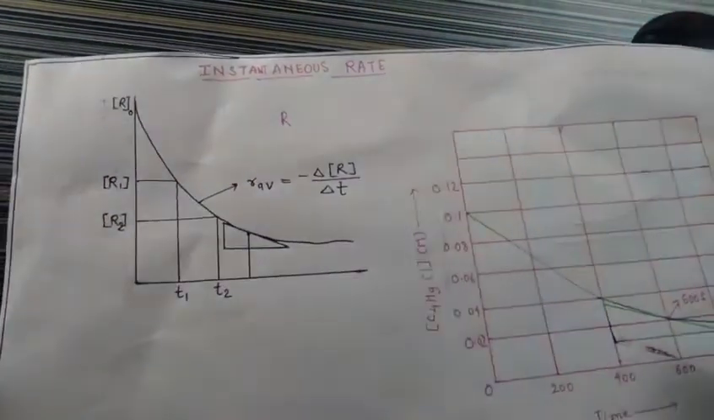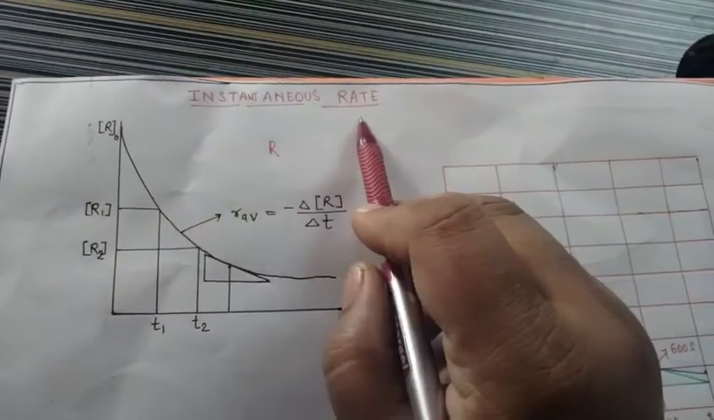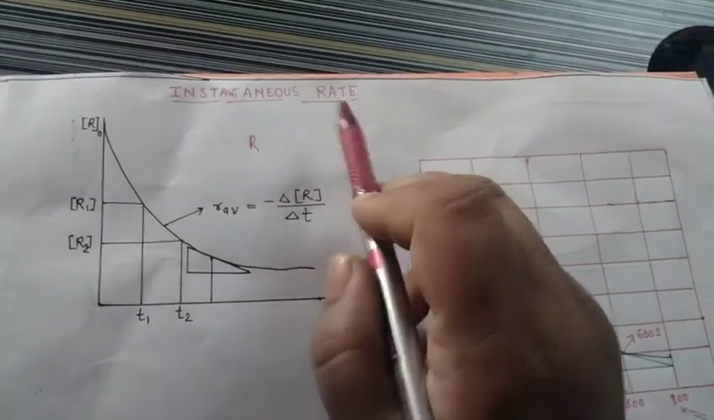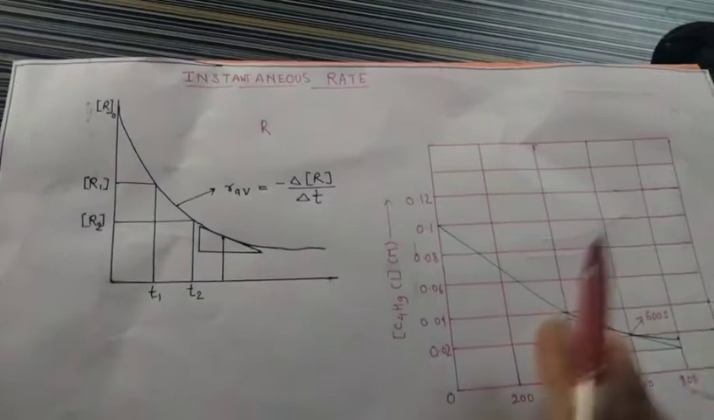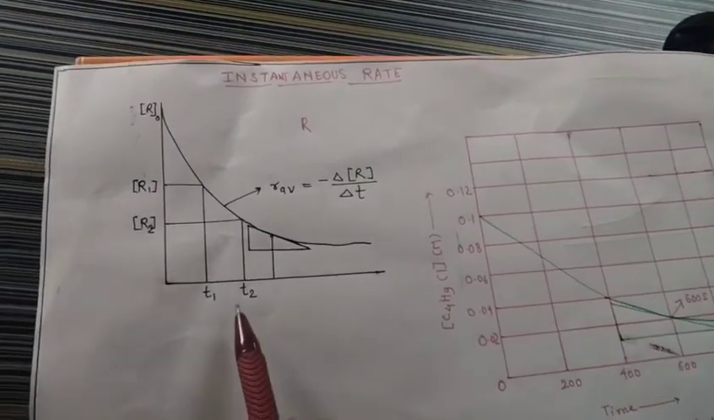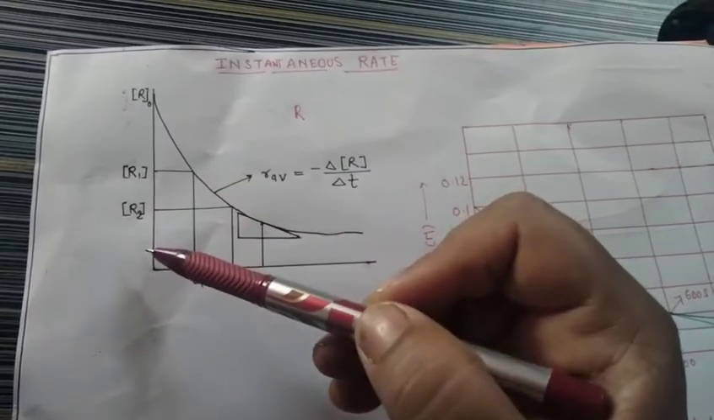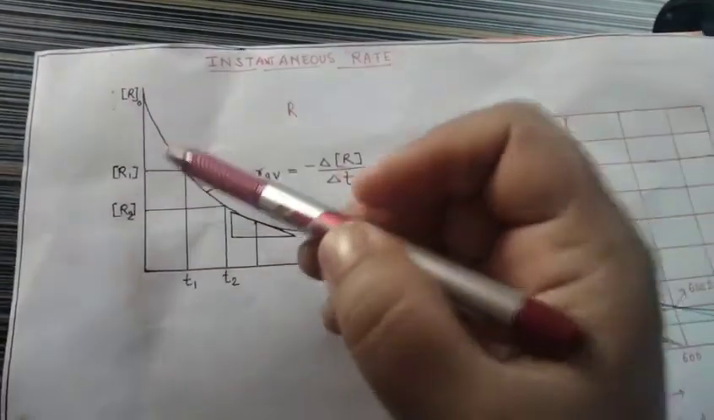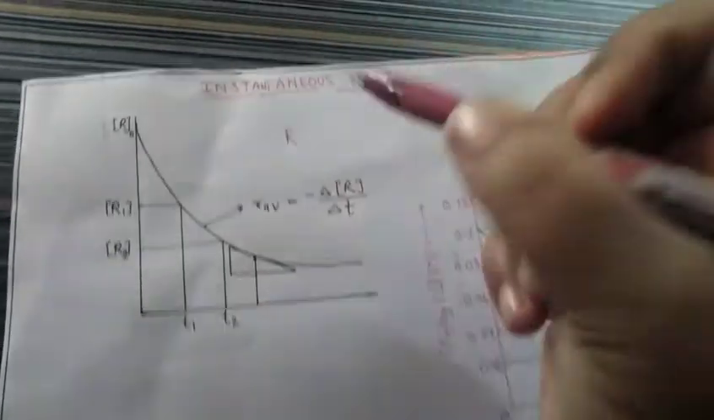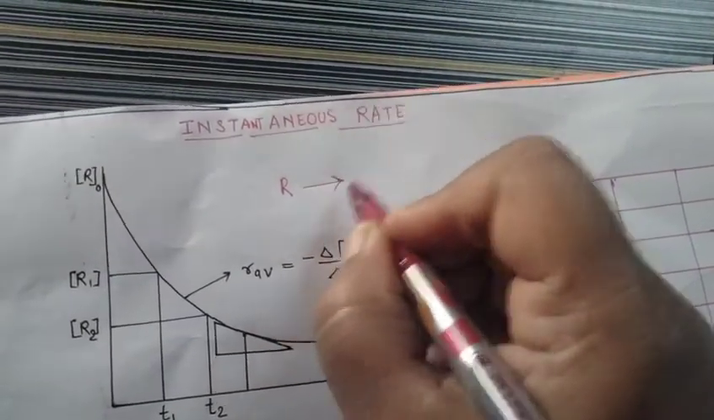Hello students, today we will study instantaneous rate and how to find out instantaneous rate. This is our graph. Consider this graph. This is the graph for reactants. We know that as the reaction proceeds, the concentration of reactant decreases and the product increases.